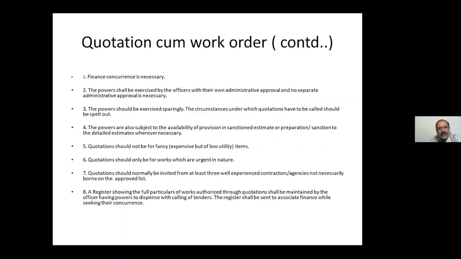What are the conditions to be observed? Quotations cannot be called left and right, cannot be called for fancy items, urgency should be there, and for that there should be provision in the estimate. To call quotations it is necessary to have provision in the estimate, because to make payment, funds sanction requires provision in the estimate. These are all the conditions.